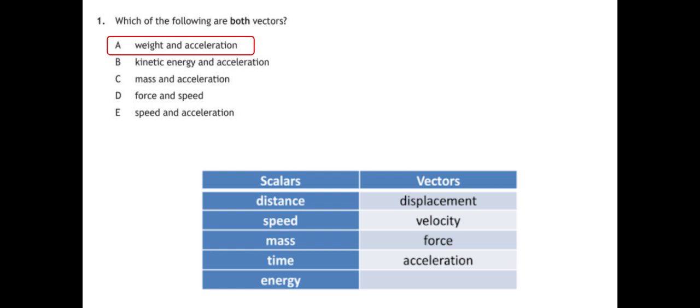In the others, kinetic energy is a scalar in answer B. In C, mass is a scalar. In D, speed is a scalar. And in E, speed again is a scalar. So the correct answer is A.